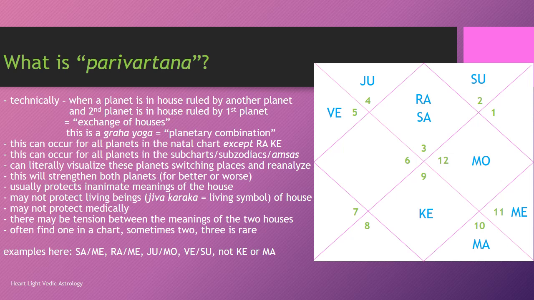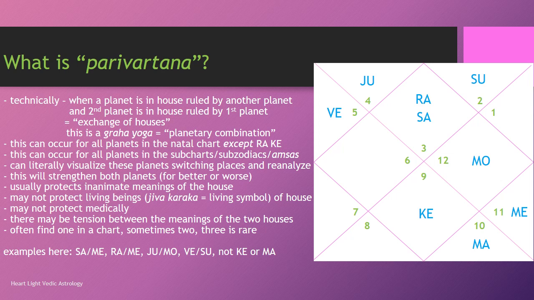Well, one, it strengthens both planets because if you bring a planet into its own house, that's one of the strongest positions it can be in, and we call it swap position. But the thing is, when planets get strong, that's not always good. Strong planets can be great. They can really improve things. They can also really bring things down. So for better or worse, the planets that do the exchange are strengthened.